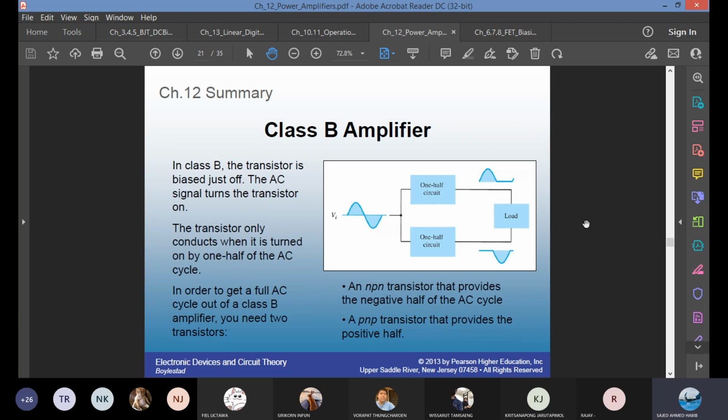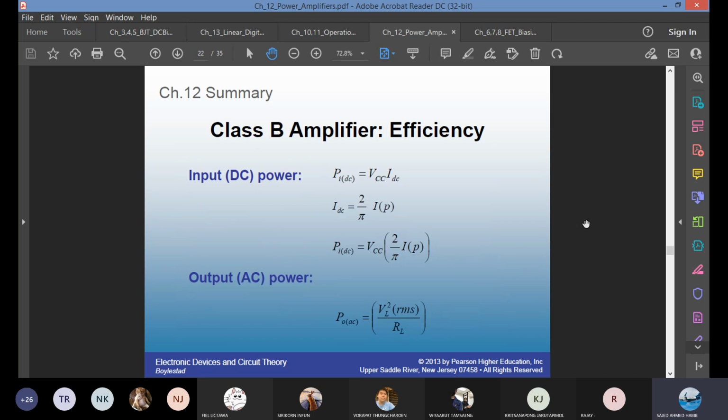For class B, you always have to use 2 amplifiers, otherwise you're going to get only half a cycle of the output. These are the main equations of a class B amplifier for input power, output power. Sometimes you have to use the current. The current is given in peak value. You have to convert that to DC.